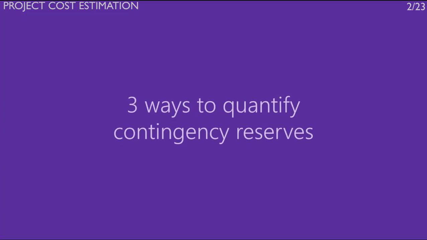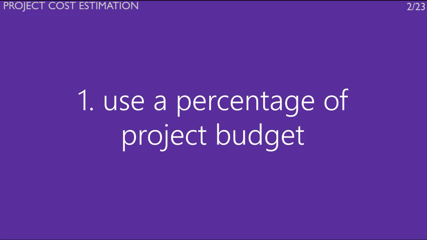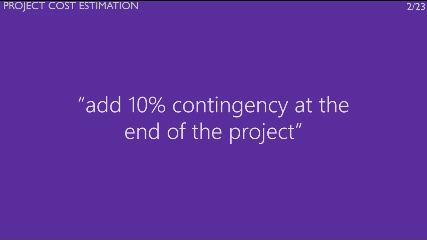There may be at least 3 different ways to quantify contingency reserves. 1. Percentage of project budget. Under this traditional approach, the contingency reserve is commonly developed based on some percentage of project budget. The ever-present 10% rule: add 10% contingency at the end of a project. It is very simple, but it entails serious weaknesses.